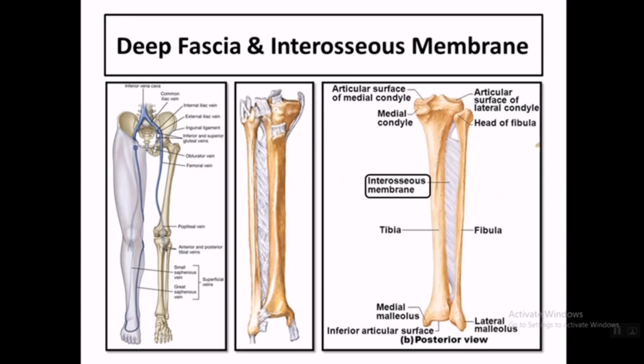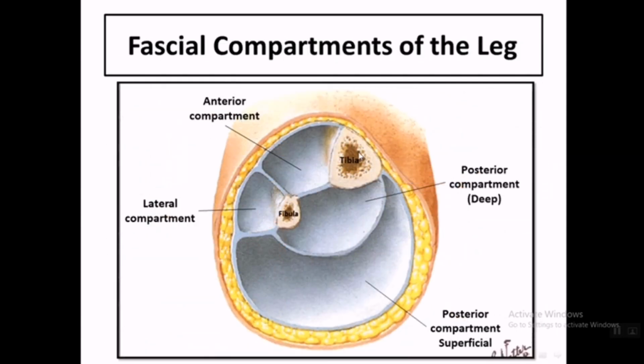Next, if we remove the skin and superficial fascia, we will find the deep fascia. The deep fascia is continuous above with that of the fascia lata of the thigh. The deep fascia of the leg surrounds the leg as a whole, and it has certain attachments to the bones. With the deep fascia and the presence of the interosseous membrane, that connects the interosseous borders of the tibia and fibula, it will form compartments.